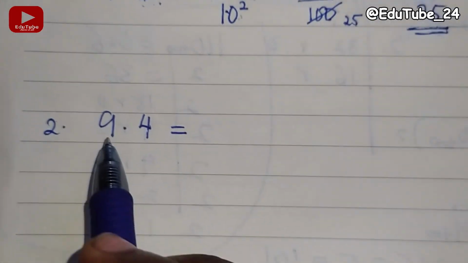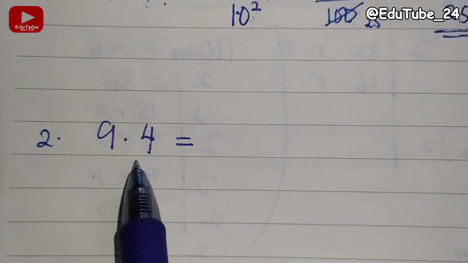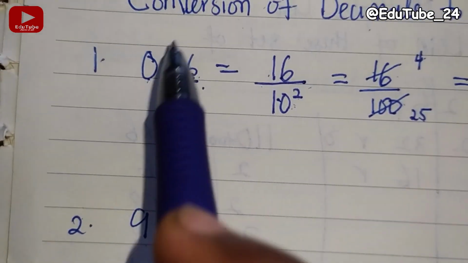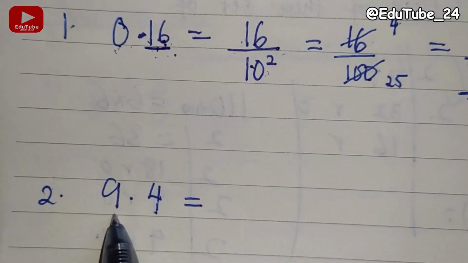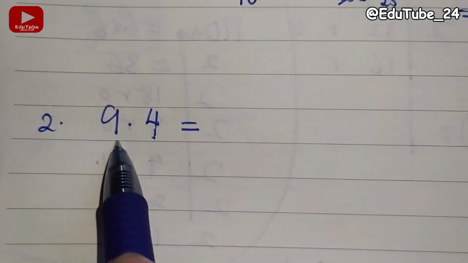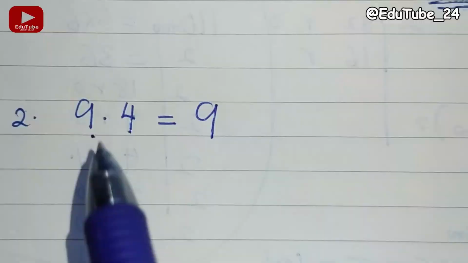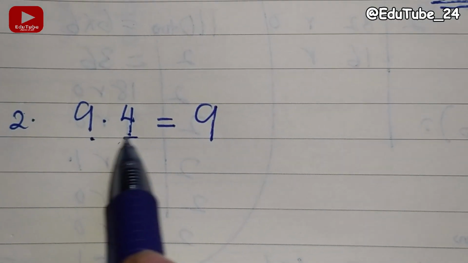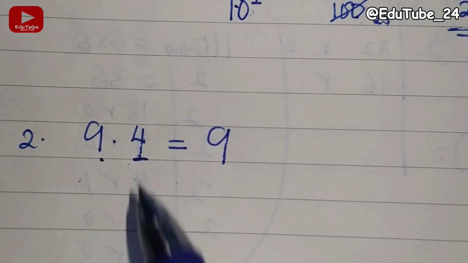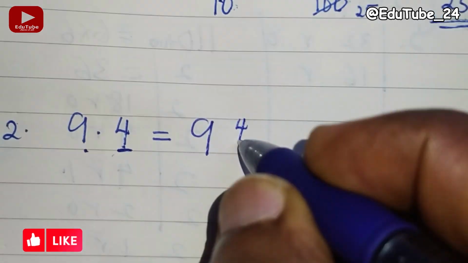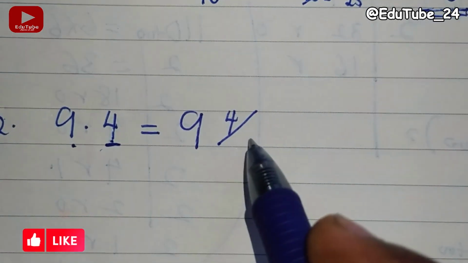Now for the second example, I have 9.4. Remember, for the first example, our whole number is 0. In this case, our whole number is a significant number, which is nice. So I'm going to write 9 as the whole number. Then my decimal figure, that is the number after the point, will turn to our numerator. So 4 out of. Then what will be my denominator?